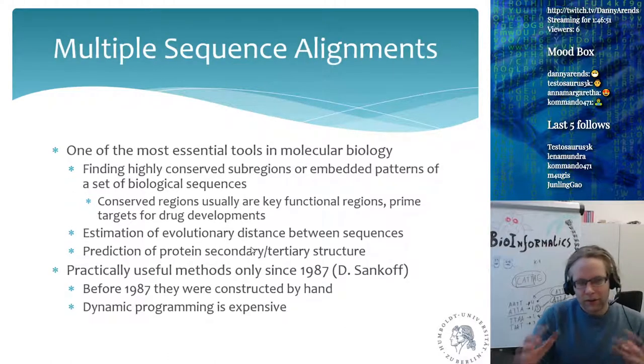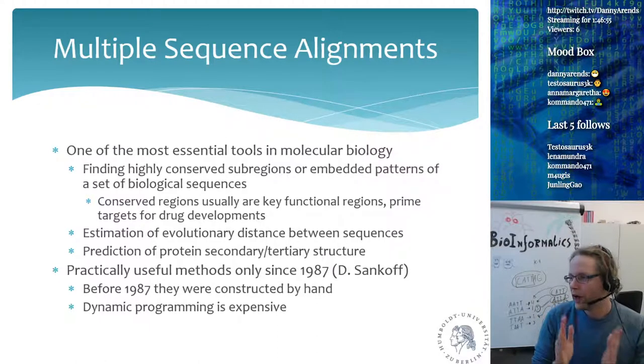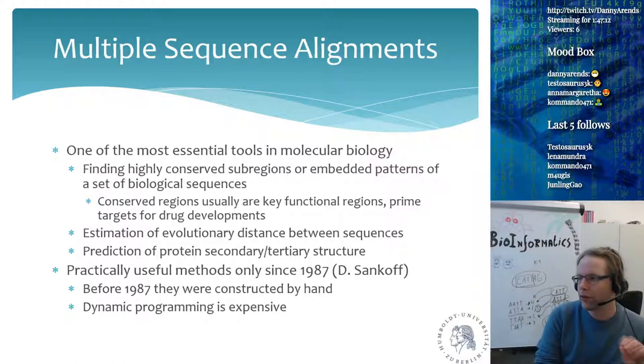All right. So that was pairwise sequence alignment. When we have two sequences, how do we do that? But of course, nowadays, we're not dealing with databases with a single sequence looking for the most conserved or the most homologous sequence. Multiple sequence alignment is one of the most essential tools in molecular biology because we want to find highly conserved subregions or embedded patterns in a set of biological sequences, right?